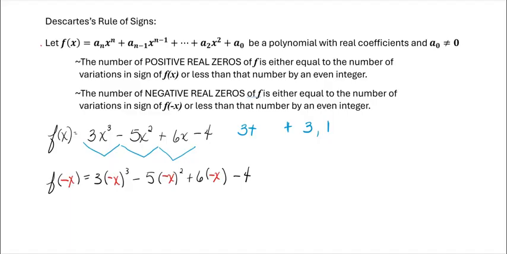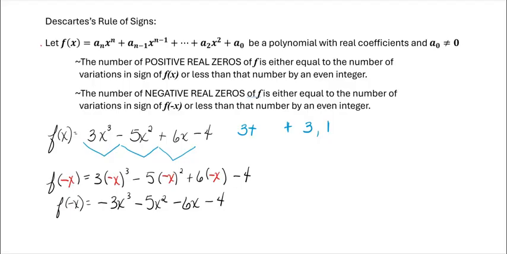So when I simplify this, f of negative x is equivalent to negative x to the third power, which changes this sign. Basically, I'm going to change my sign every time I have an odd power. Negative x squared becomes positive x squared, so it does not change that sign. It stays a negative 5x squared. 6 times negative x is negative 6x. That was an odd power, so it changed the sign. Minus 4.